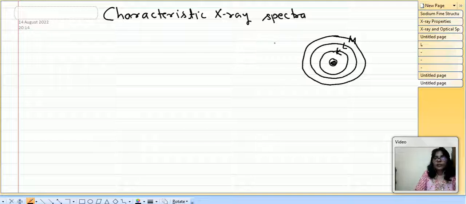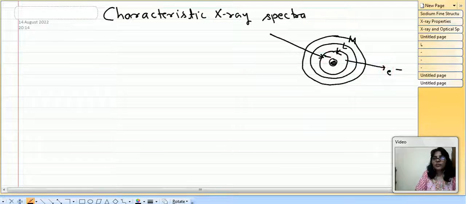Now when high velocity electrons come, a cathode ray, and it knocks an electron from the K shell. So this electron is ejected, and then there is a vacancy in the K shell. To fill up this vacancy, the electron from the L shell jumps into the K shell, or from the M shell can jump into the K shell. So let us write a point.